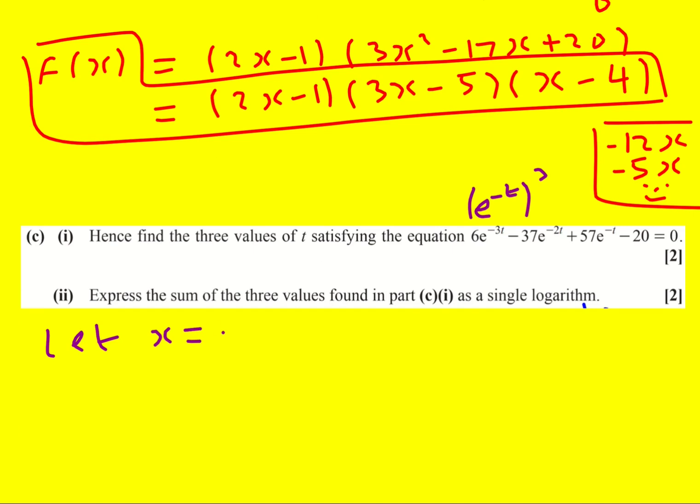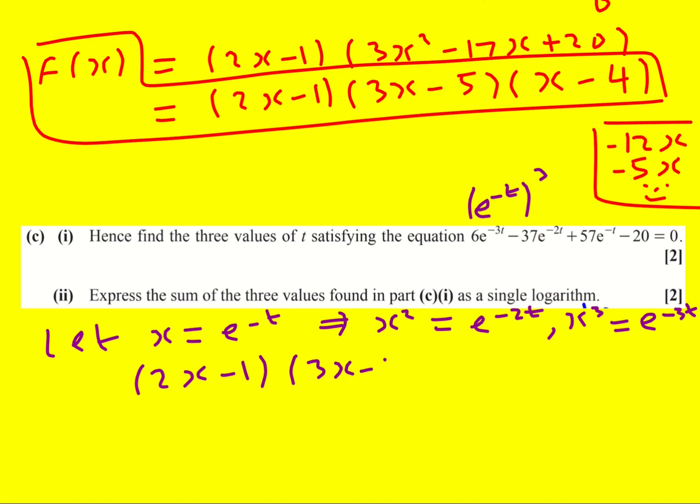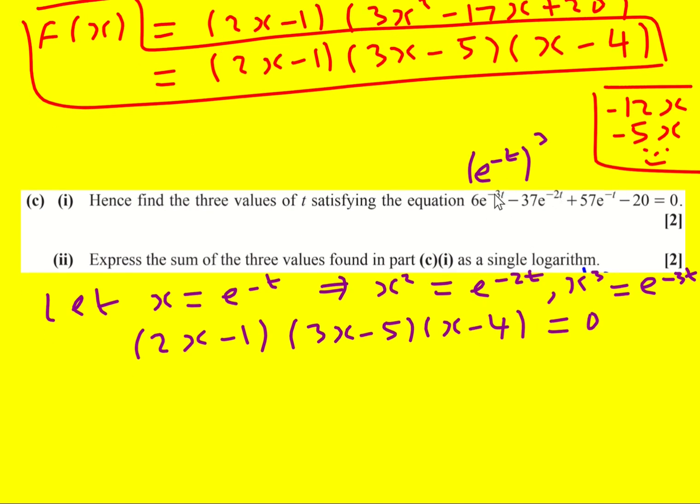Let x equal e to the minus t. This implies x squared is going to be e to the minus t all squared, which you can then bring in to write e to the minus 2t. And similar for this one. So we can see that we're going to get that factorized form from before equal to 0. I've just replaced all these by x cubed, x squared, x, and I've used my knowledge from above, the fact that we can factorize it into these linear factors.